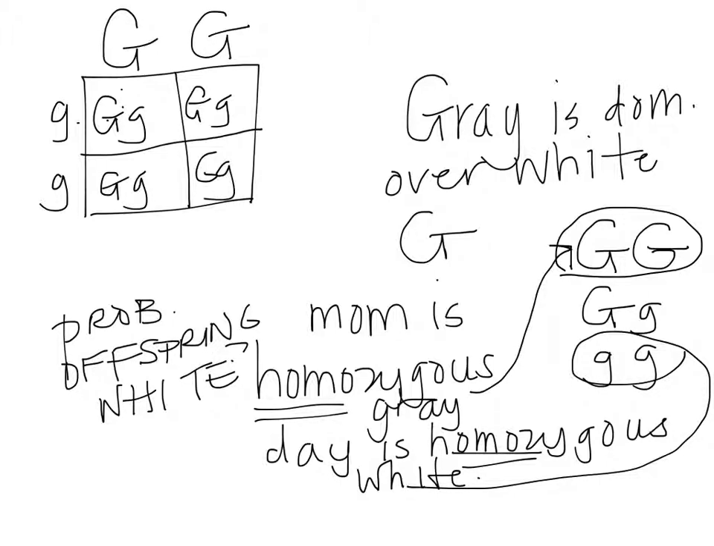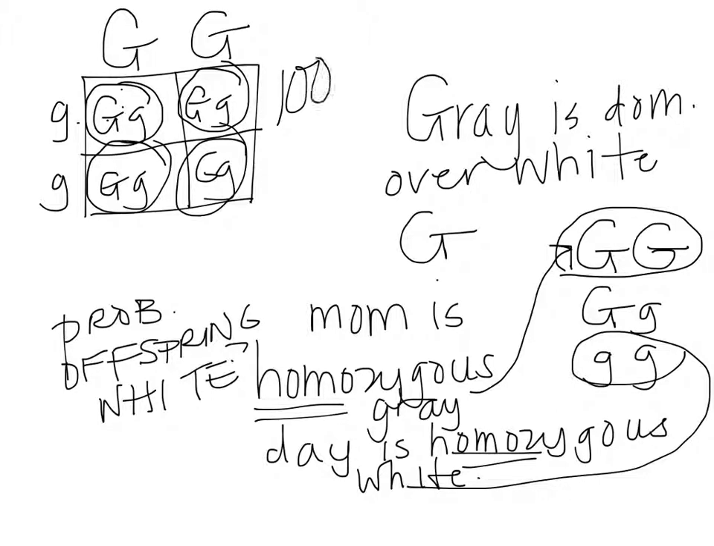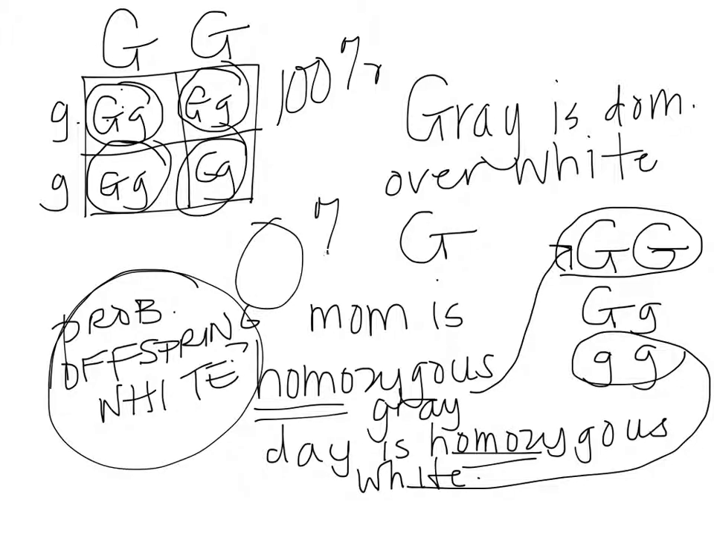So, what color is this one? Gray. Oh, sorry, you can't see what I'm pointing at. What color is that one? Gray. What color is that one? Gray. How about that? Gray. How about that? Gray. So 100% are gray. So what is the probability of them being white? 0%.